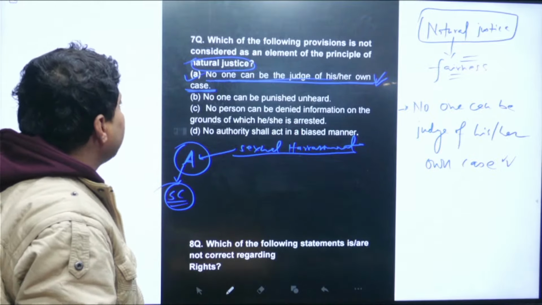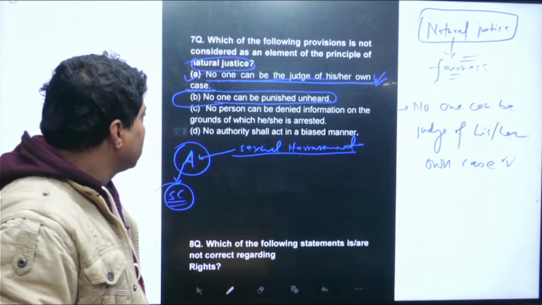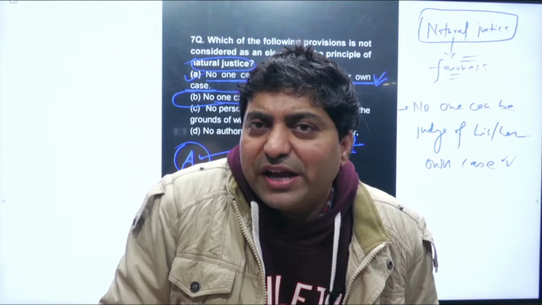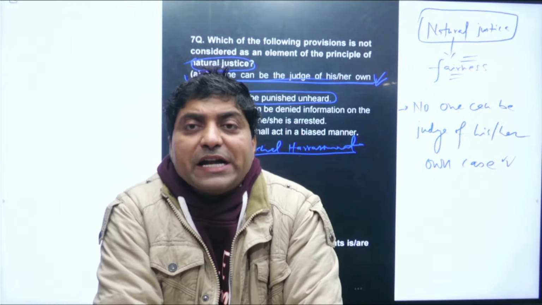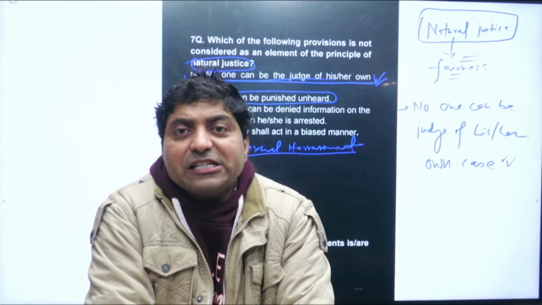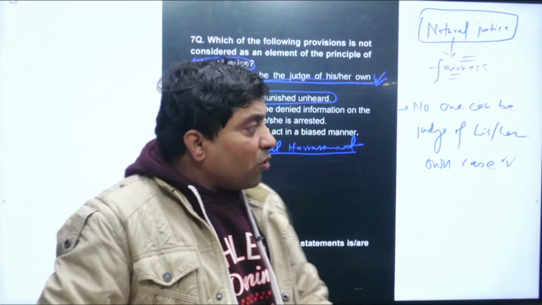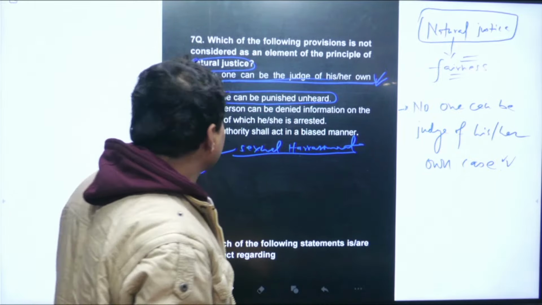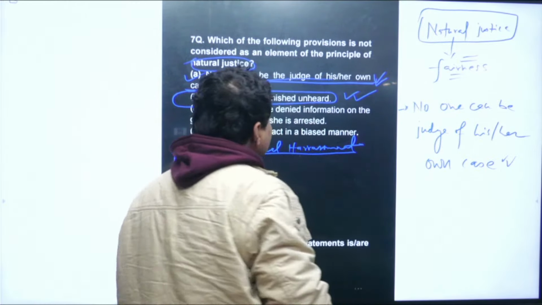Now, no one can be punished unheard. Can a judge punish a person without listening? It also seems it is not fair. A judge should listen. Each party should be given equal opportunity and sufficient time so that each party can argue for their case. So every party should be heard. So no one can be punished unheard. It is also correct, right?